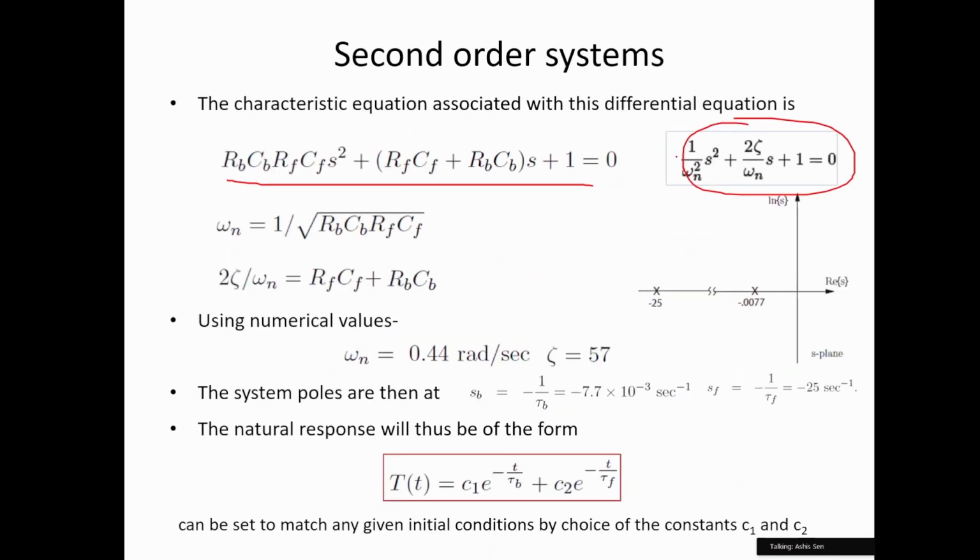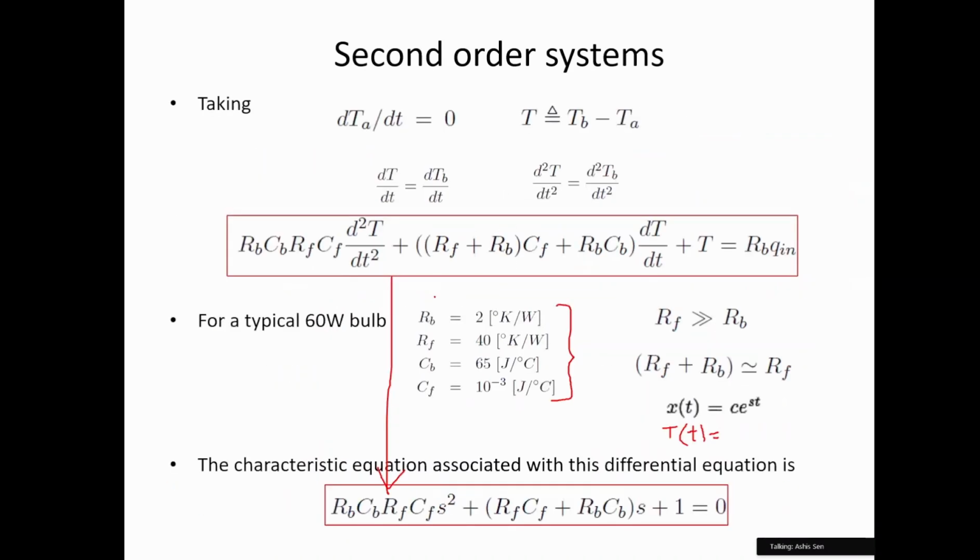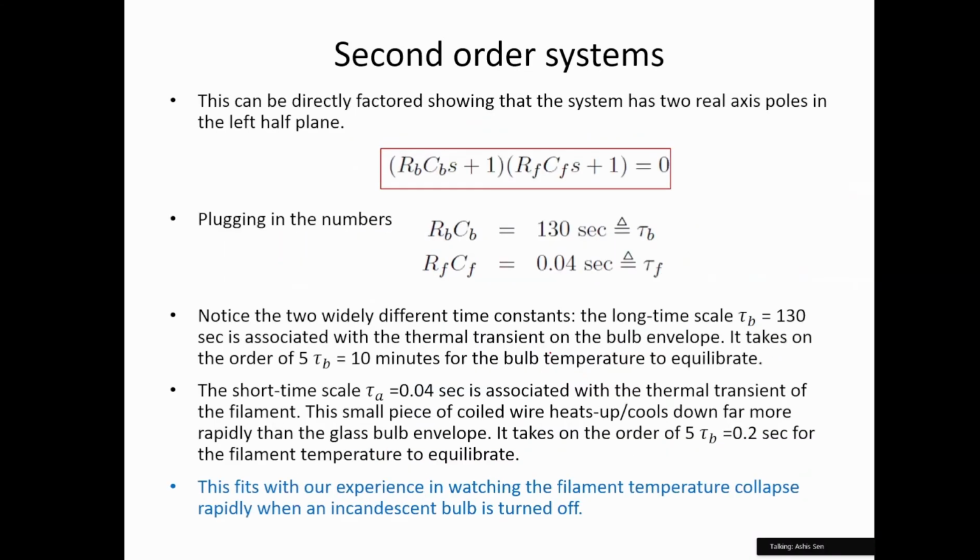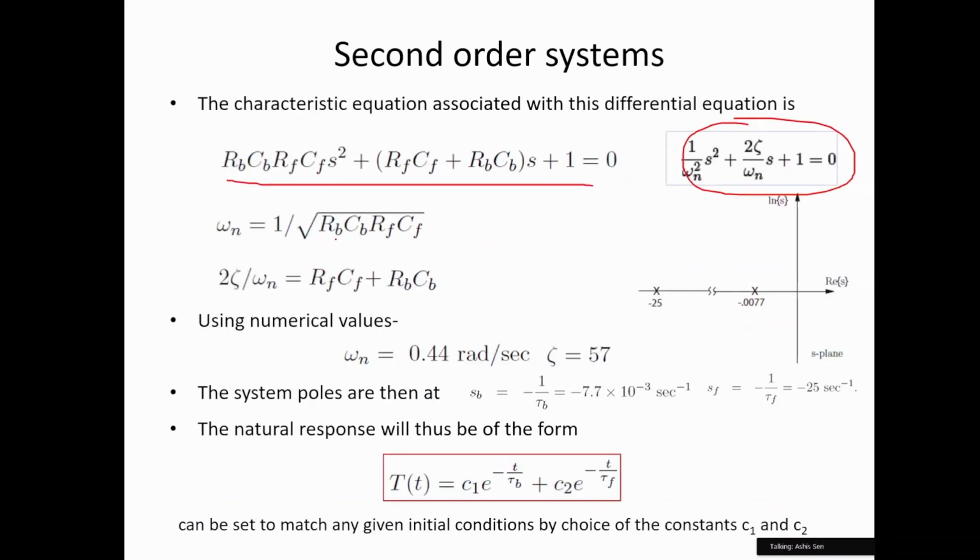If you bring similarity between these two, you can see that your omega n will be 1 divided by the square root of this term here, which is RB CB RF CF, and 2 zeta over omega n will be RF CF plus RB CB. If you use the numerical values for this example, you can show that this omega n is of the order of 0.44 radian per second, and zeta happens to be about 57.